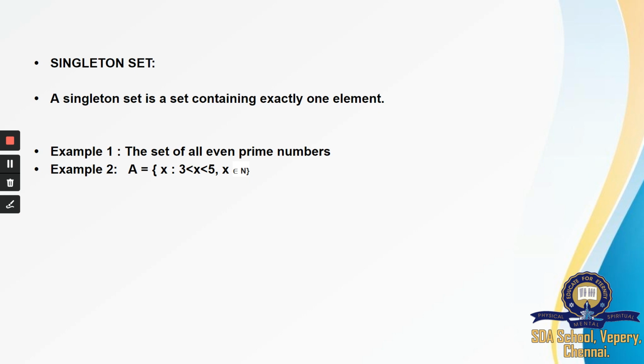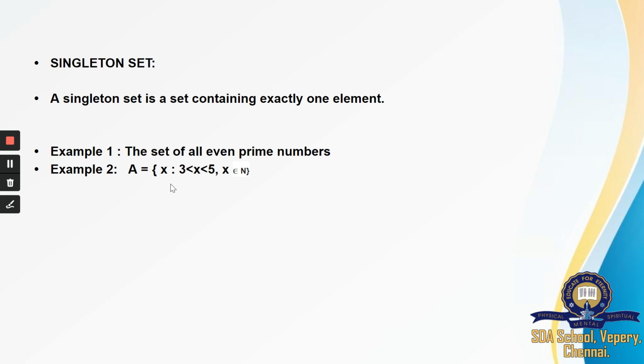Next we will discuss singleton set. So what is a singleton set? As the name suggests, a singleton set is a set which contains only one element. For example, it can be the set of all even prime numbers. Let us start with even numbers: 2, 4, 6, 8, 10, etc. So what is the set of all even prime numbers? It can only be 2. 2 is the only even prime number, right? So this is an example of a singleton set.